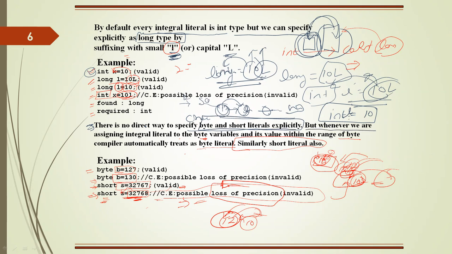But whenever we are assigning an integer literal to a byte variable and its value is within the range of a byte, the compiler automatically treats it as a byte literal. Similarly, short literals. Here is the example. You can see byte is within the range, so you can directly initialize it. If the value is out of the range, then it will give a compile time error, loss of precision, meaning data is lost. For short, within the range you can add the value inside that variable. If it is out of the range, the same error will be raised.